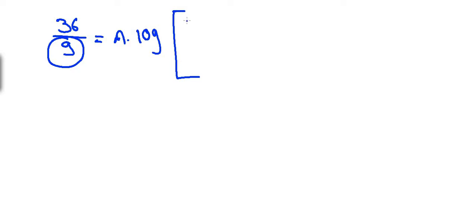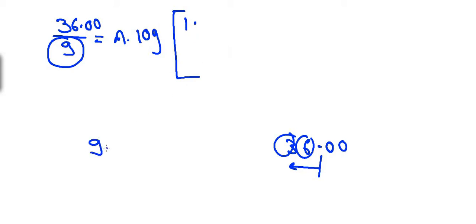Now 36 characteristic is 1. For 36, the decimal is after 6.00. So 36 is greater than 1. Now count the number of digits to the left of the decimal. There are 2 digits. Subtract 1 from it. So 1 is the characteristic. For 9, the decimal is after 9.000. Number of digits to the left of decimal is 1. Subtract 1 from it. So 0 is the characteristic for 9.